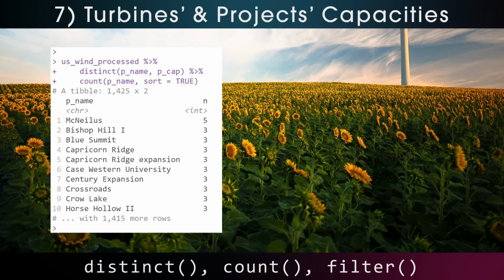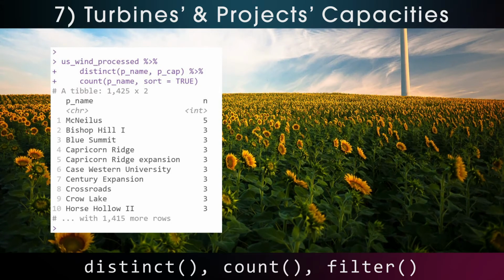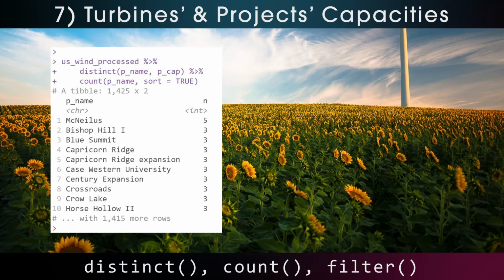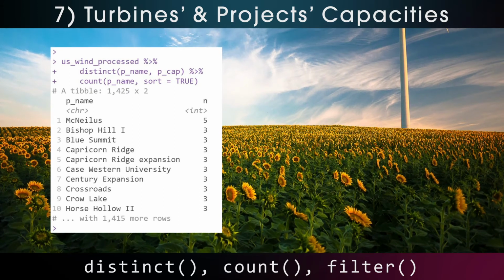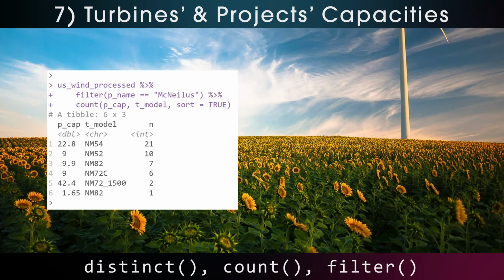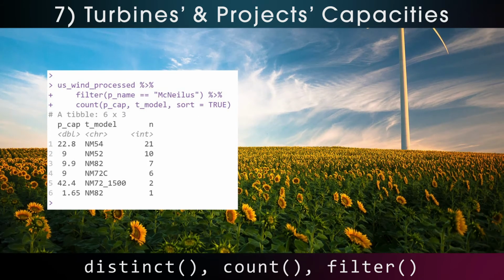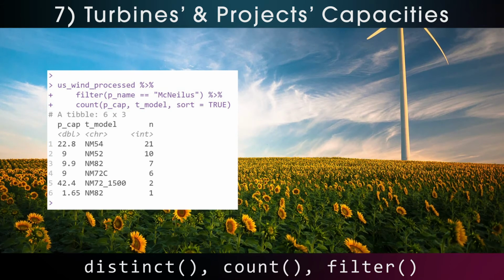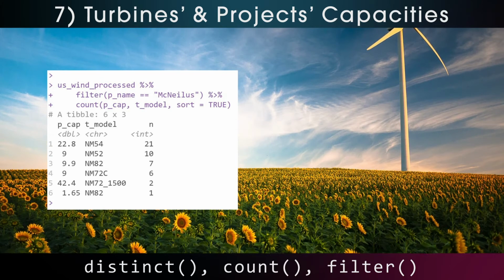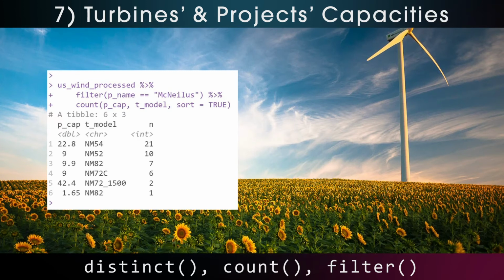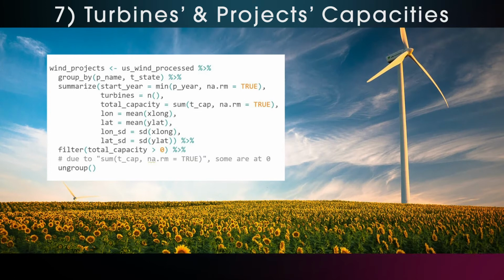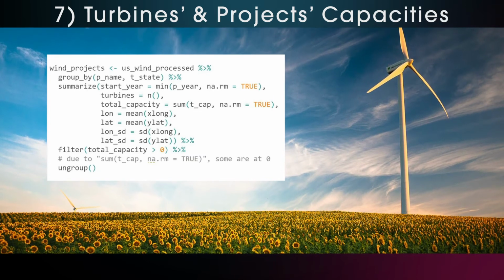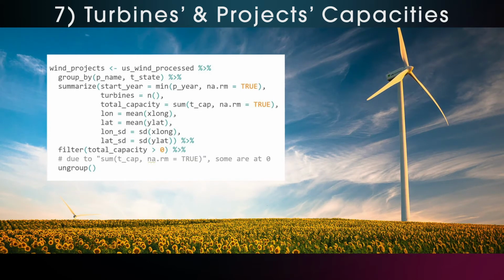When we use the distinct function on the US wind process tibble and specify project name and project capacity and combine this with the count function, we gain information on whether a project contains different capacities. Here the McNeilus project contains installations of various NM models that are produced by the Danish company NEG Micon. Depending on the number of installations and the model type, we get a certain project capacity in megawatts. At this point, it does make sense to create a data set that combines the different capacities of the various installations of different models to a total project capacity.